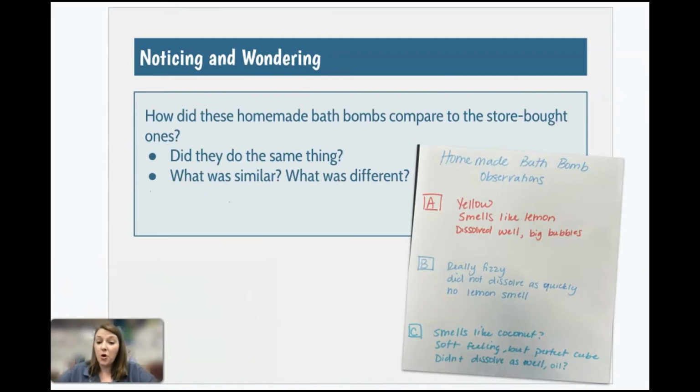So these were some homemade bath bomb observations from a student. They said recipe A was yellow, it smelled like lemon, it dissolved well, and it had big bubbles. Recipe B was really fizzy, but it did not dissolve as quickly, and there was no lemon smell. And recipe C smells like coconut with a question mark, kind of coconutty, but maybe not sure. It was soft feeling, it was a perfect cube, and it didn't dissolve as well. It looked kind of oily on the top.